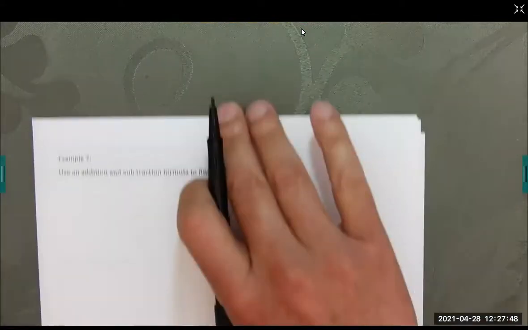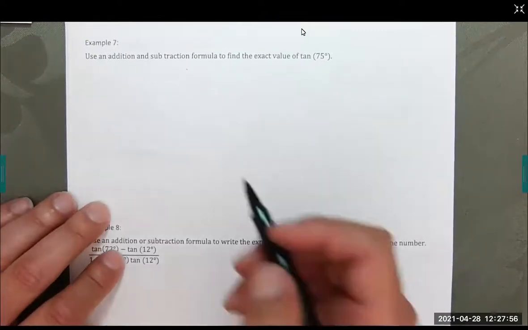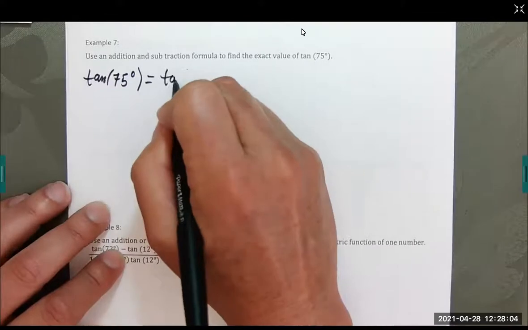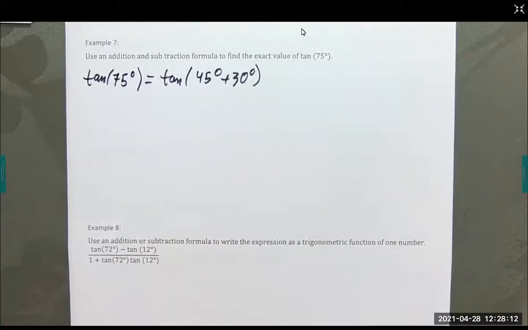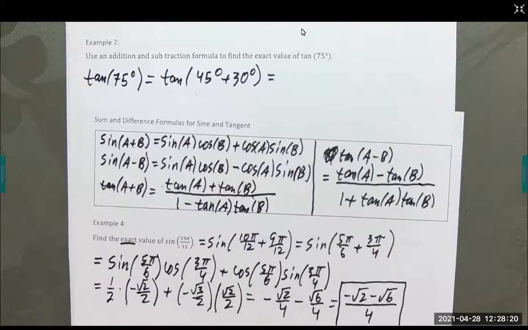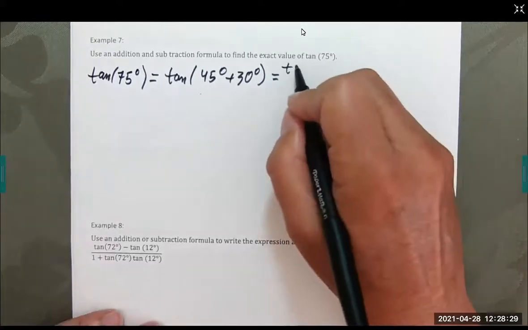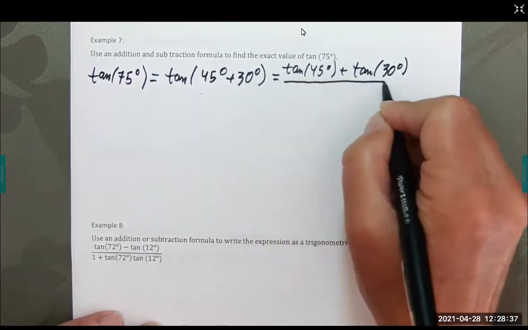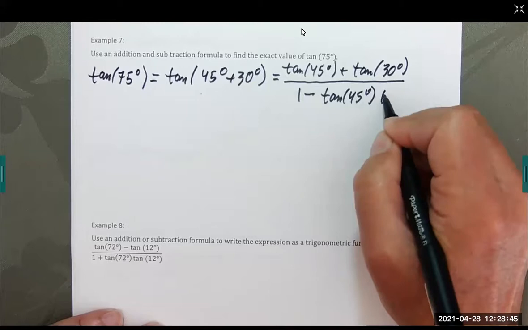All right, so we're going to use our sum in this case. So the tangent of 75 degrees is going to be the tangent of 45 degrees plus 30 degrees. So we're back to degrees. And this is going to give us, looking at our formula sheet, A and B are 45 degrees and 30 degrees. So remember, it's plus on top, minus down below. So tangent 45 degrees plus tangent 30 degrees divided by 1 minus tangent of 45 degrees, tangent of 30 degrees.